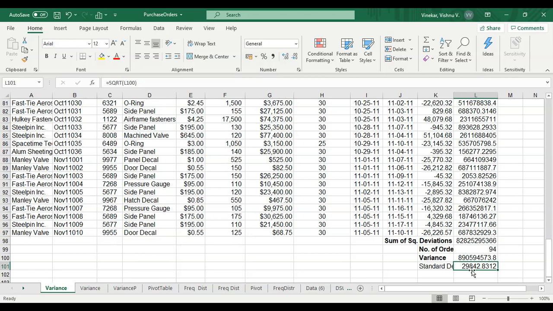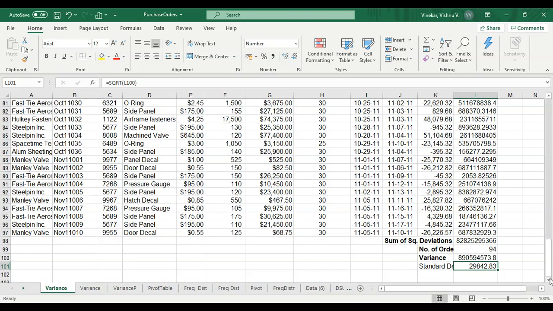Okay, so the standard deviation in this case is $29,842.83. So let's make this two decimal places. So that's the standard deviation and the variance.